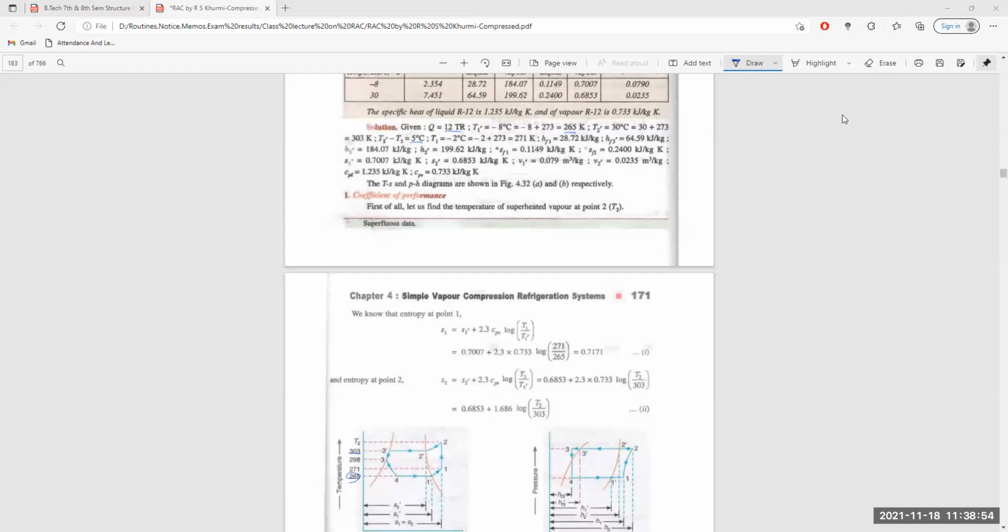Okay. Now, next, the subcooling is done by 5 degrees. So here T3 to T3 dash.